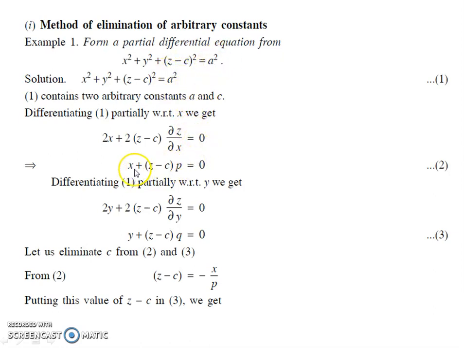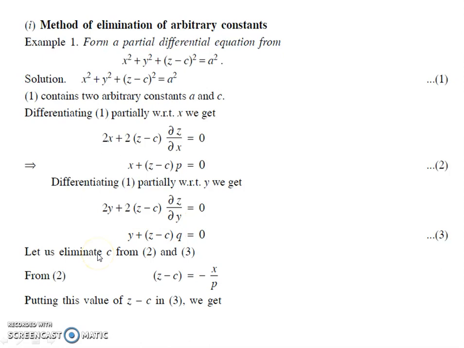In this way, the 2 will be cancelled throughout, and you have x + (z − c)p = 0, where the notation for ∂z/∂x is small p. Differentiating equation 1 partially with respect to y, in the same manner you get the next equation, and this q is nothing but ∂z/∂y. So from here onward, remember that with small p we are denoting ∂z/∂x, and with small q we are denoting ∂z/∂y.